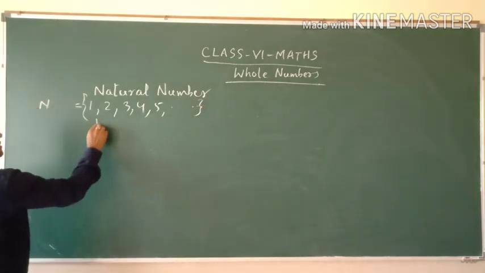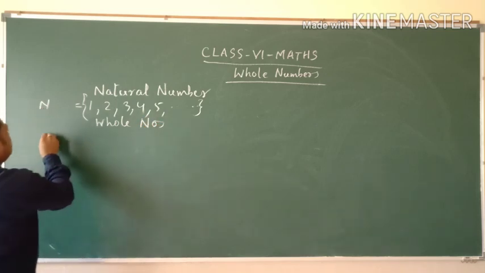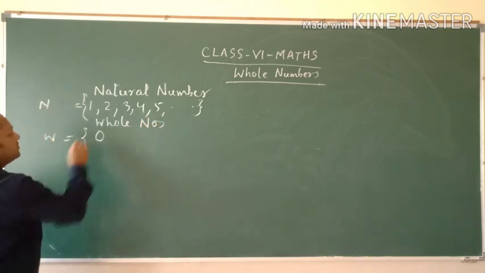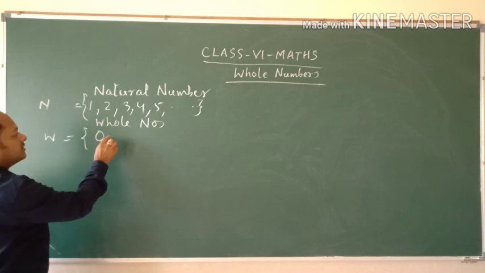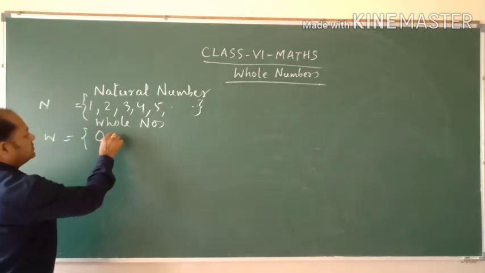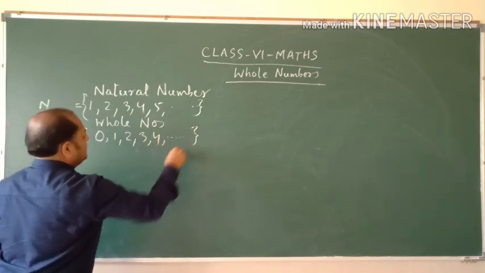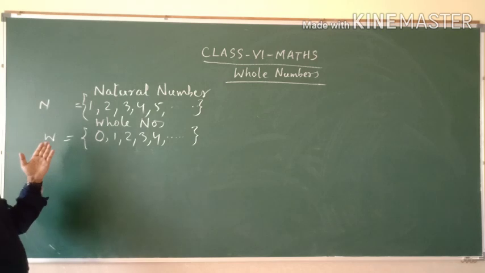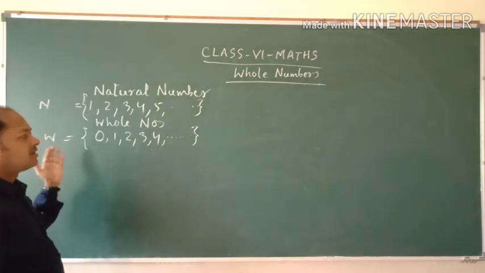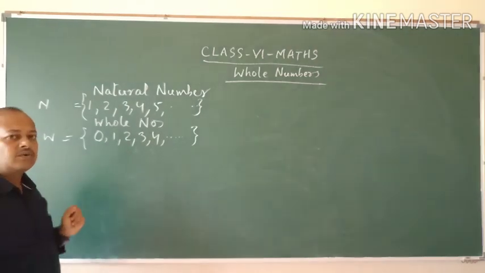And what is a whole number? Whole numbers are the set W, so adding 0 to the natural numbers, it becomes the whole numbers: 0, 1, 2, 3, 4, like this up to infinity. In the last class we already discussed natural numbers and whole numbers, but in this class we will discuss in detail about the whole numbers.